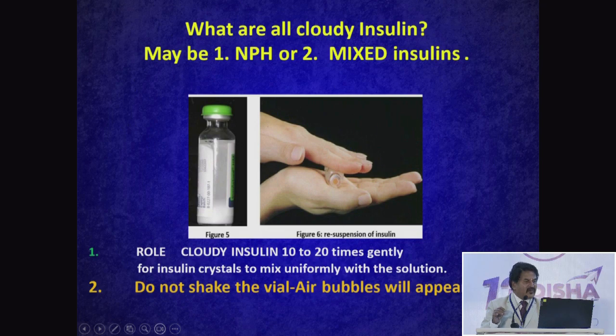So cloudy insulins, NPH or premixed insulin, you have to roll gently between the two hands 10 to 20 times for insulin crystals to mix uniformly with the solution. Otherwise, there is differential concentration, hyper or hypoglycemia will be there. Do not shake the vial because air bubbles will appear on the top.